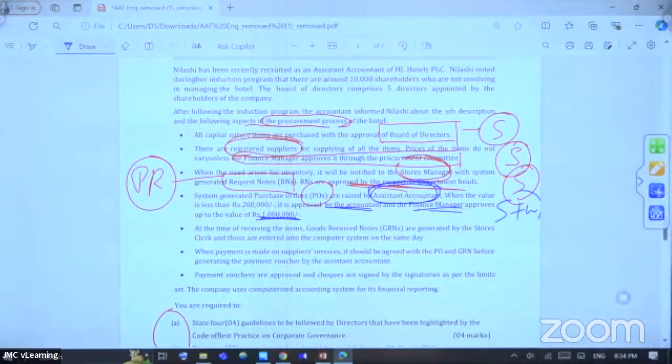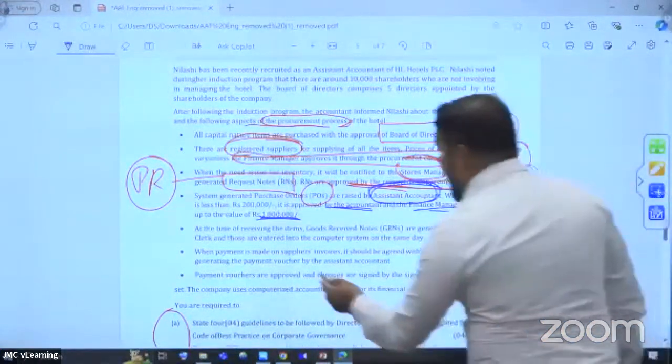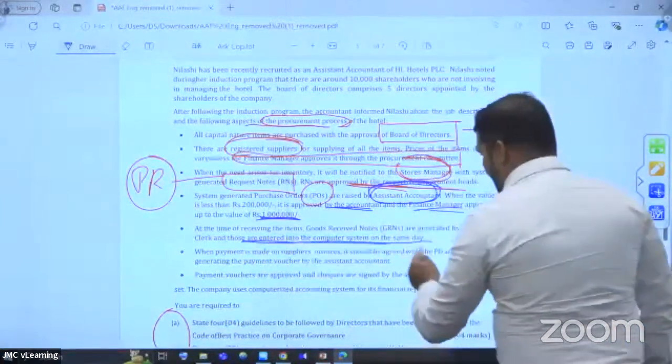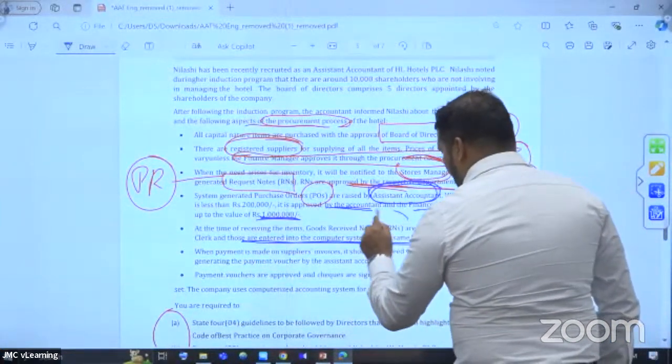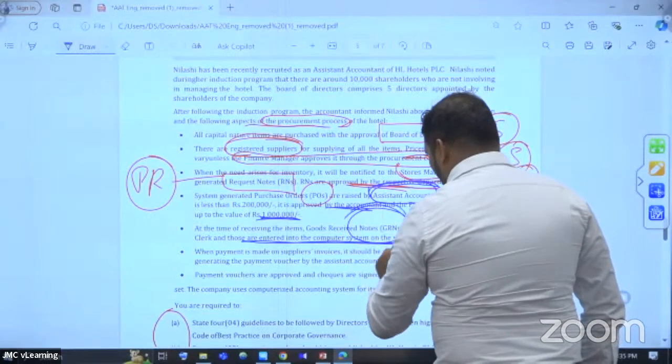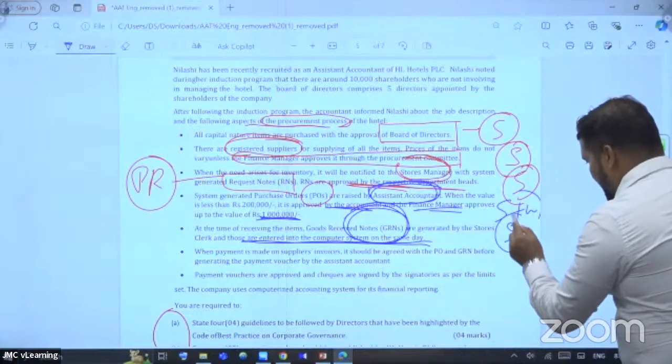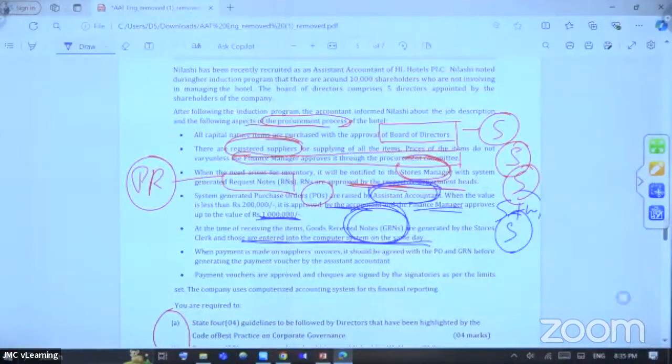At the time of receiving the items, goods received notes are generated by the store's clerk and those are entered into the computer system on the same day. The stock is updated on the same day. Okay, and the GRN will be prepared by the storekeeper. Again, this is identified as a strength in the system.